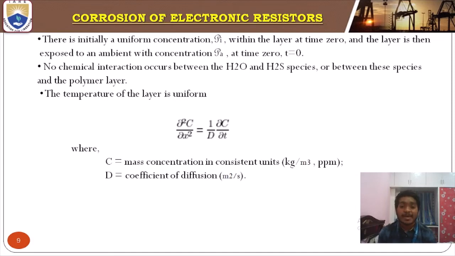d squared c by dx squared equals 1 by D into dc by dt, where c is the mass concentration. The units are given in SI quantity, kg per meter cubed, or parts per million. D is the coefficient of diffusion, in meters squared per second.